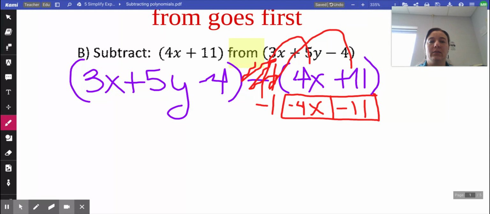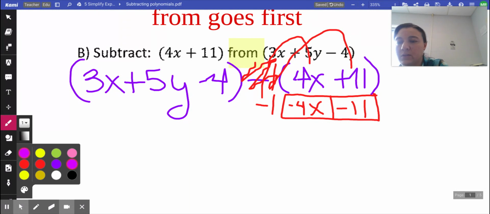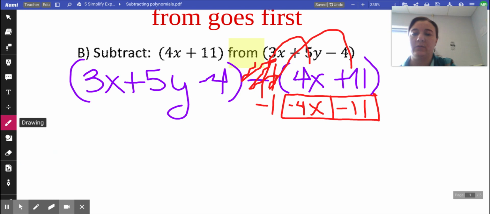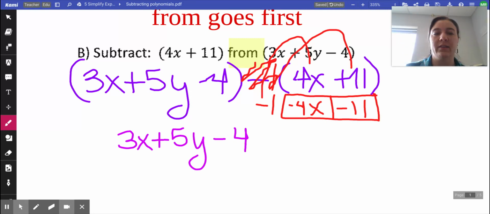Okie dokies. So I'm going to rewrite what I have in this question before I move on. I'm going to choose a different color too. Okay. So I'm going to copy this first one because I didn't do anything to it. When you don't do stuff in math, you just copy it. So I copied that. And now I'm going to copy what I changed the next part to. I changed it to a negative 4x and a negative 11. And I'm going to teach you something new. Instead of organizing with a circle or a box or a triangle, you could do organization a different way and just line up the like terms.